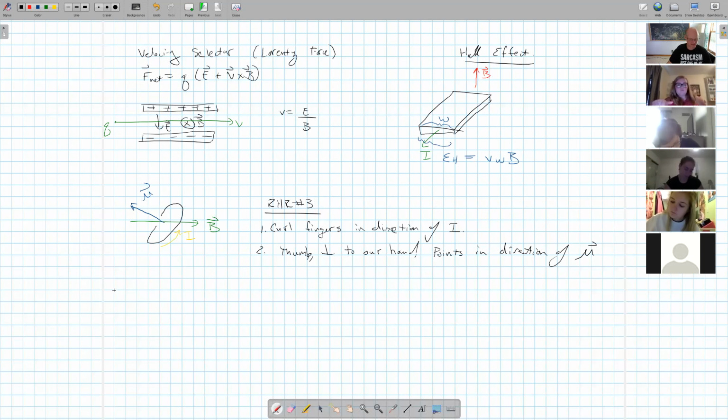So what we found here is that the torque on this wire was equal to mu cross B, which means that the magnitude of the torque is the magnitude of mu times B times sine of the angle between the two. Here the angle is the angle between those two vectors, so that's the angle theta. And we also said that the potential energy is equal to minus mu dotted with B, which is the same thing as minus mu times B times cosine of that same angle.